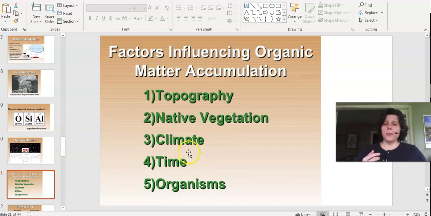The climate: as climate is changing, we're going to be changing how much organic material gets into there. We get accumulations of organic material, and we've talked about this multiple times in the class, and climate is one of the big things that impacts it.